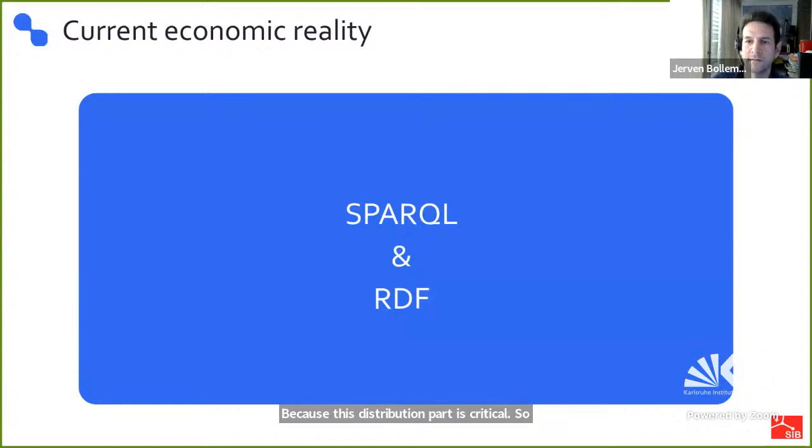So we go to our world, and the current economic reality is, no matter all the negatives, SPARQL and RDF are the only formats, the only data representations that actually allow knowledge representation on a global scale, because we don't have to have prior agreement and we can easily merge data on the fly. And the economic reality is extremely important.